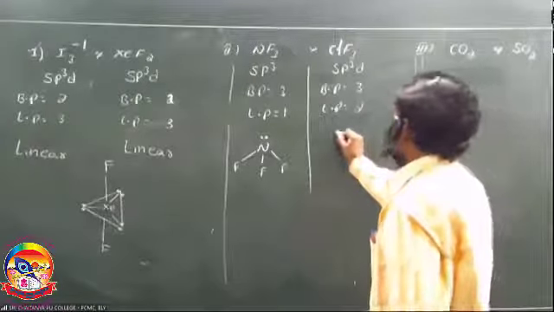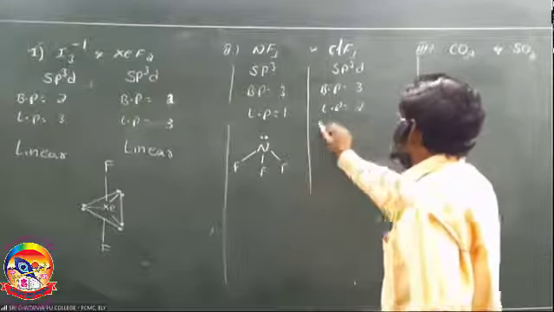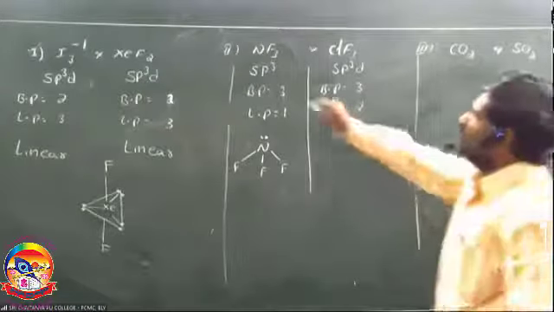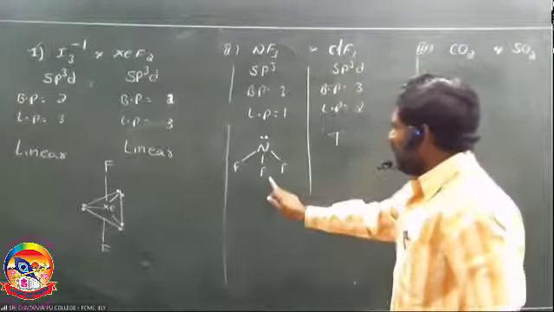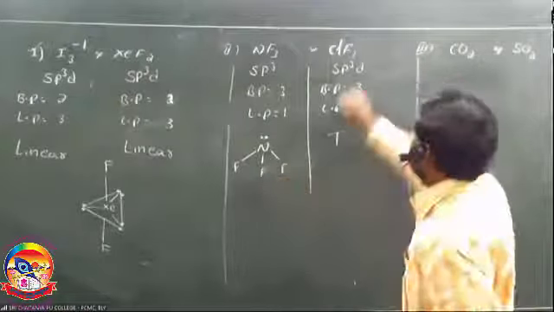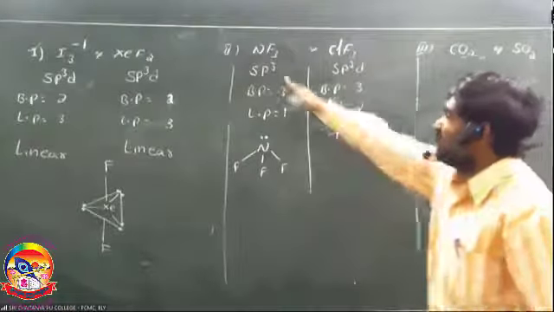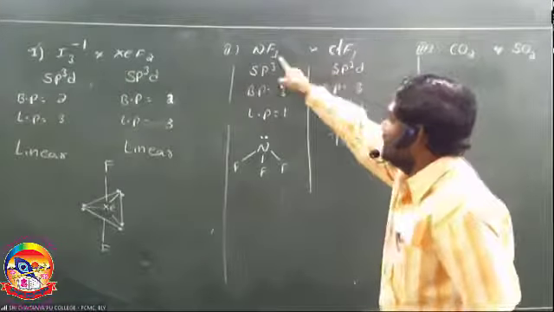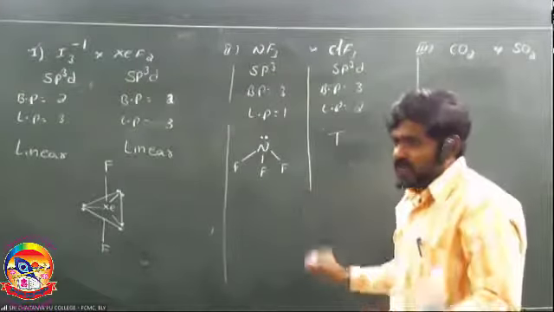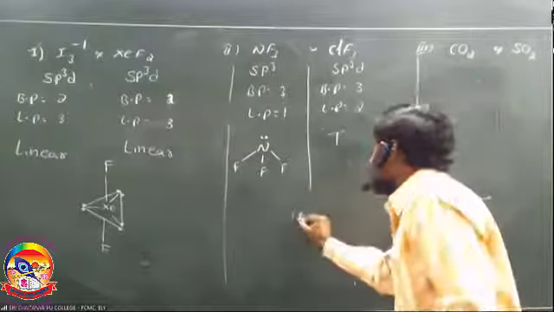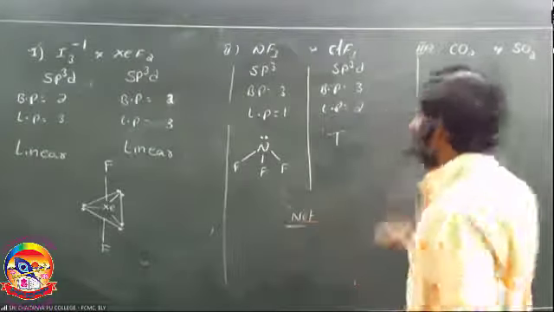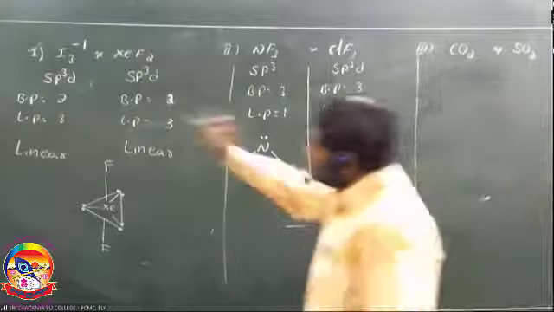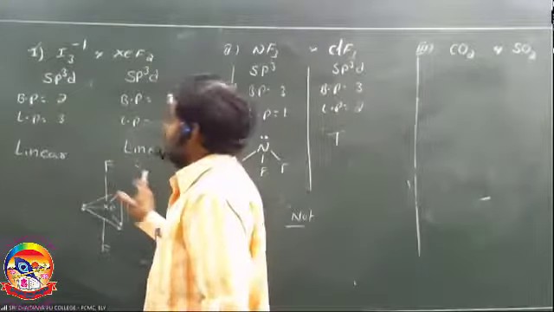So what is the shape of molecule? T shape. So NF3 has pyramidal geometry, but ClF3 is a T shape. So this second pair, NF3 and ClF3, are isostructural or not? These are not isostructural, because the first one is pyramidal, the second one is T shape. Whereas in the first pair, it is linear, it is also linear.